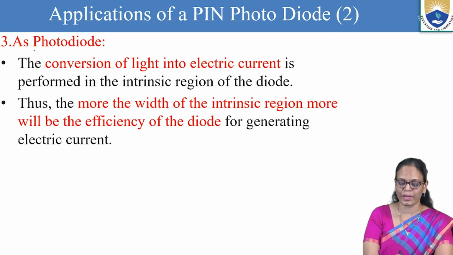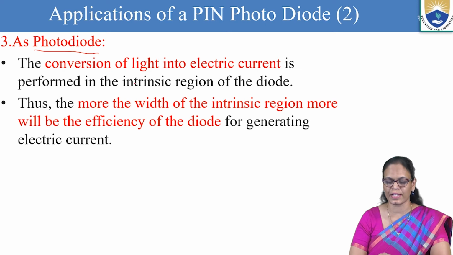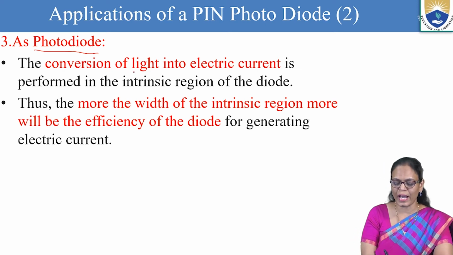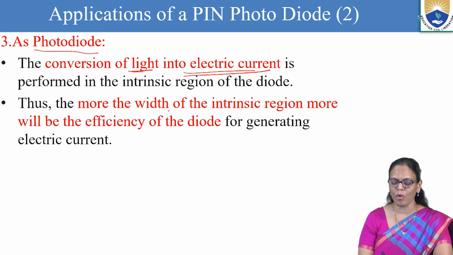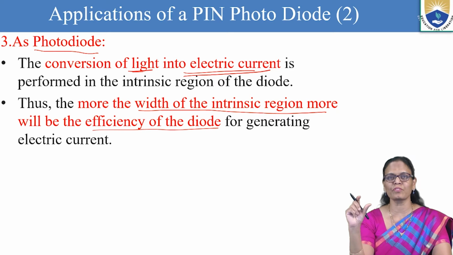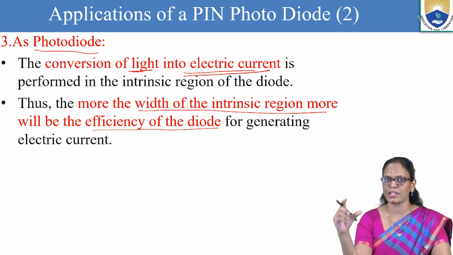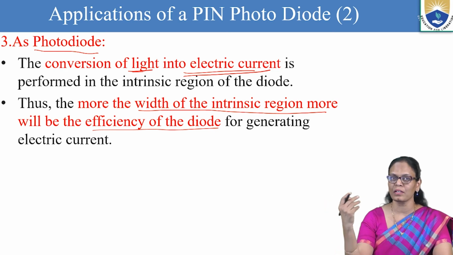Then as a photodiode. The main function of this PIN diode is as a photodiode, as I said. It is nothing but a conversion of light into electrical current, with the help of the intrinsic region. The more the width of the intrinsic region, the more the efficiency of the diode. So you can make the photodiode in such a way that the width of the intrinsic region is more, so that the efficiency of the diode can also be increased.